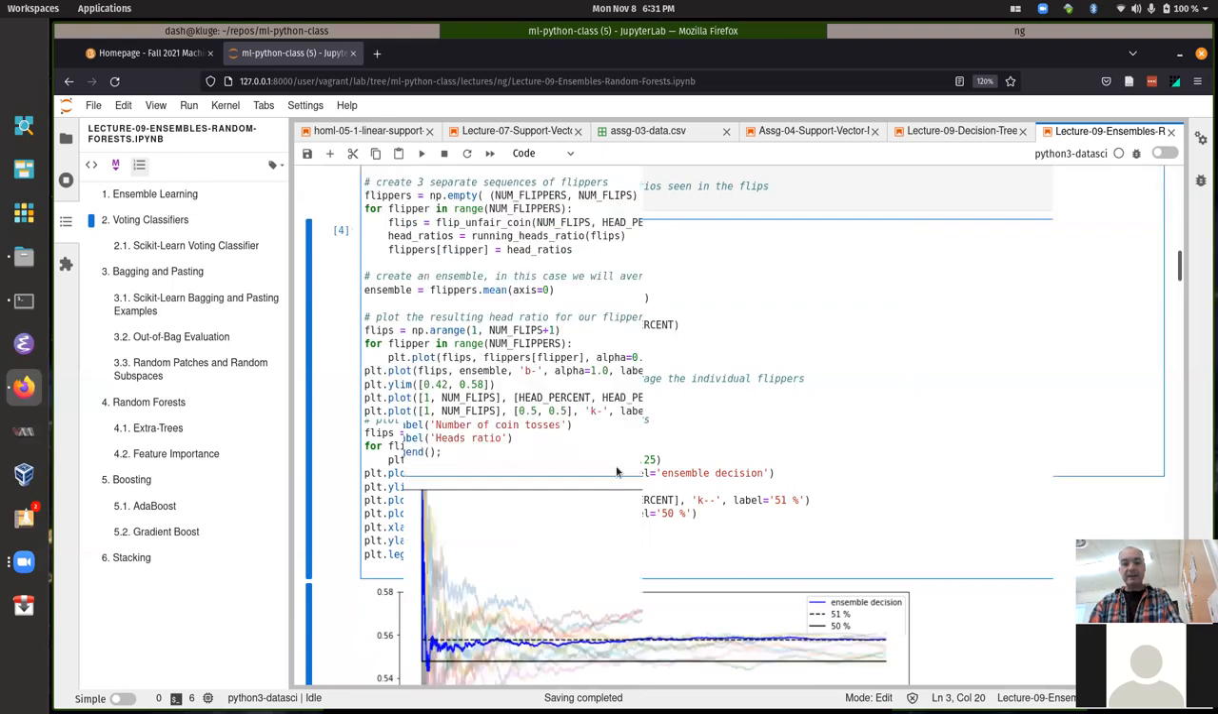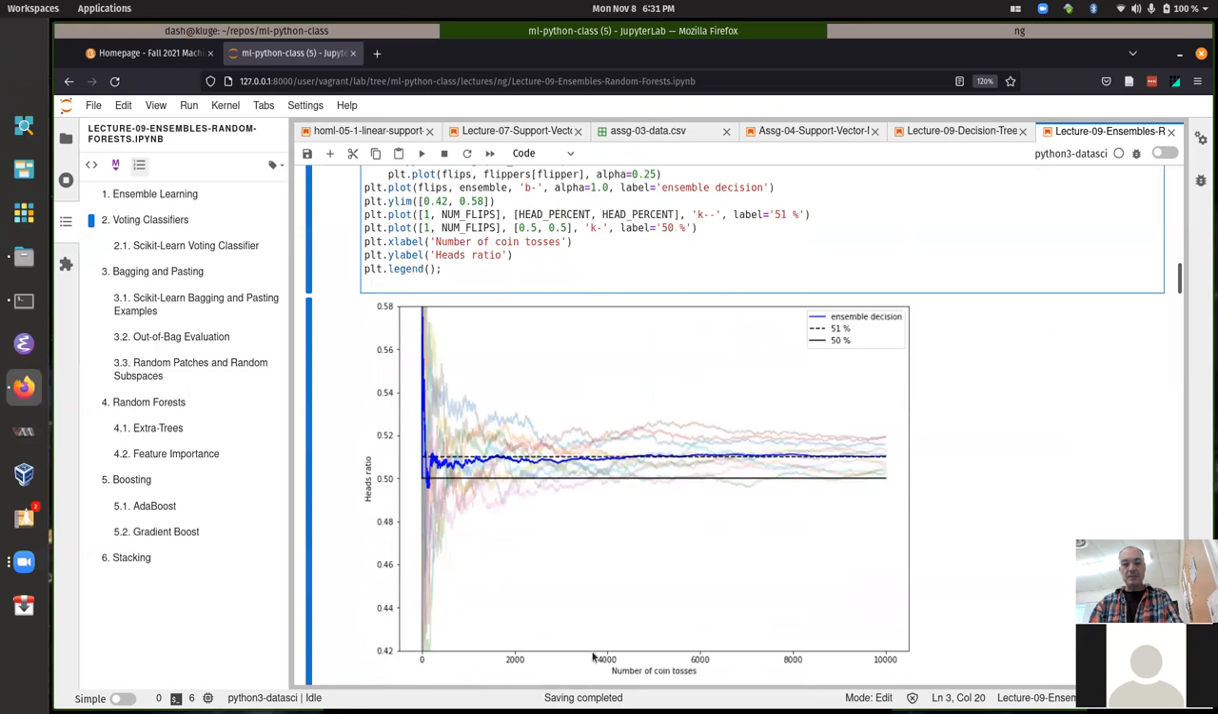Basically they're trying to estimate the ratio by flipping the unbalanced coin 10,000 times. Initially, for the first few 10 or 100 flips, their estimate of the heads ratio is going to have a lot more variation. As they go on, individuals though will be further away. These individual flippers vary around the true value of 0.51. Some are closer, some are further away.